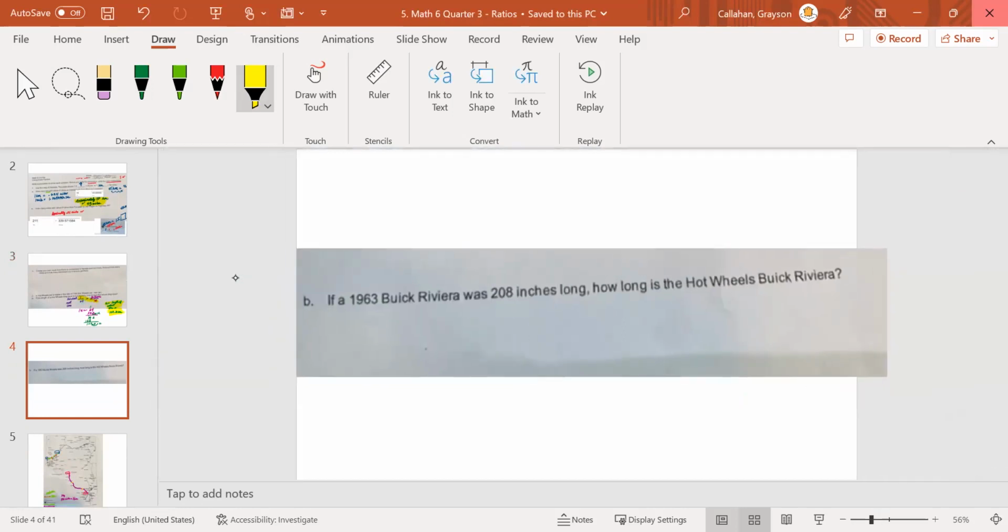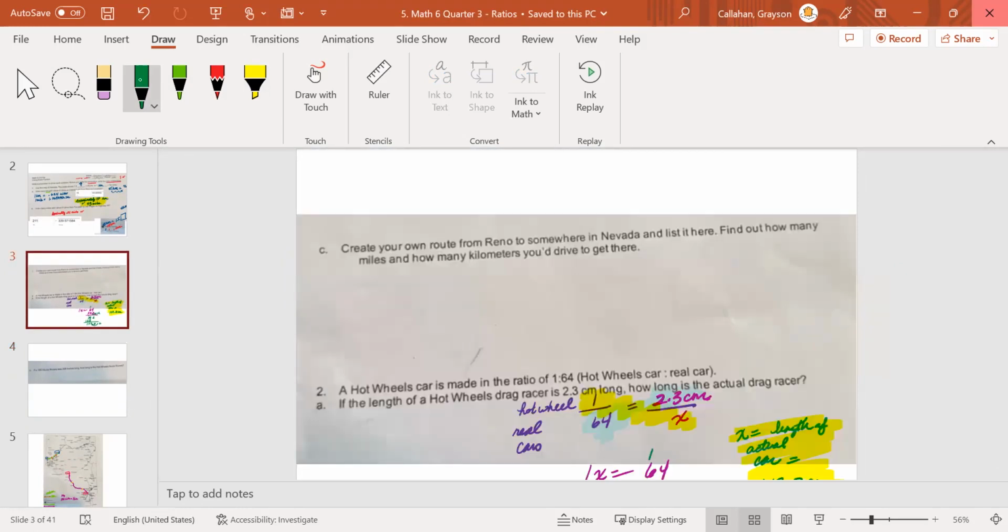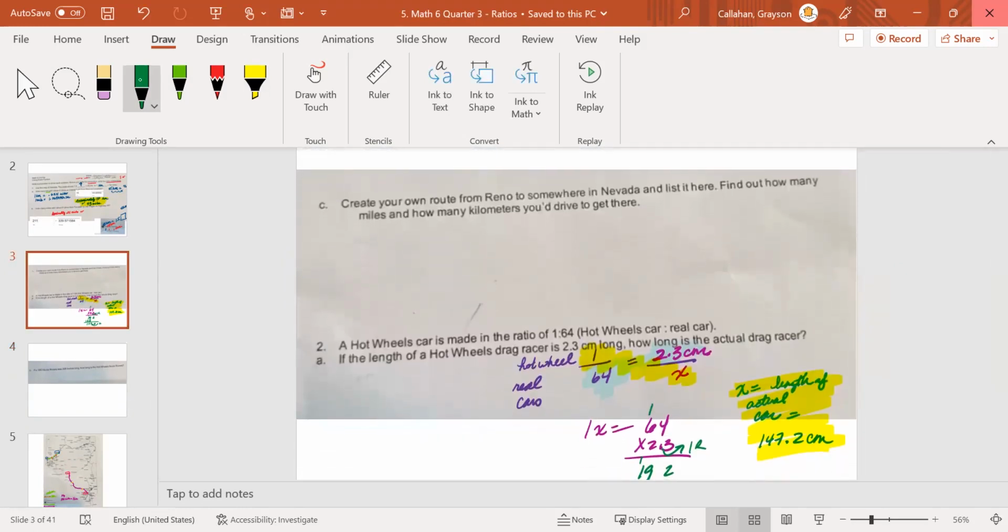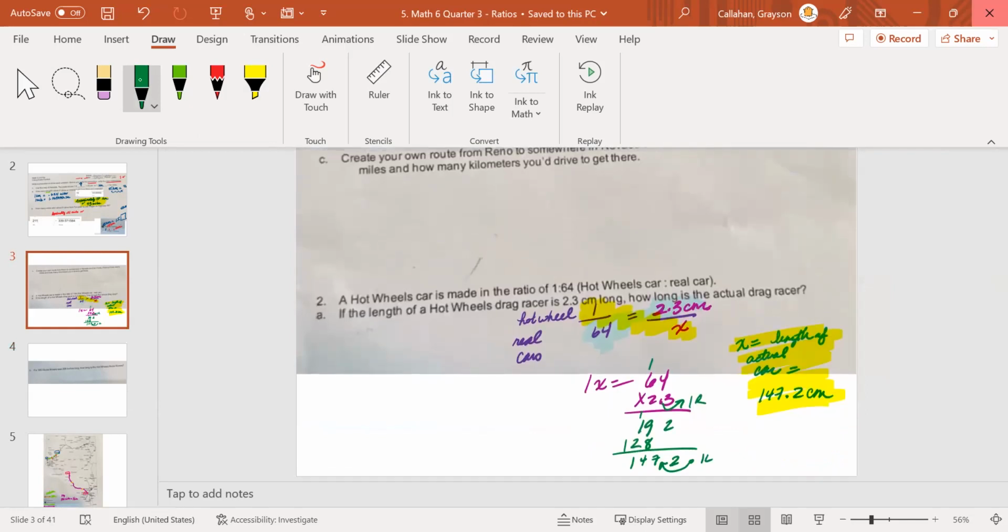if a 1963 Buick Riviera was 208 inches long, how long is a Hot Wheel Buick Riviera? So once again, you go back to this. You go back to the, oh, we skipped C. We got to go back to that. We'll do it later. The ratio is 1 to 64, right?